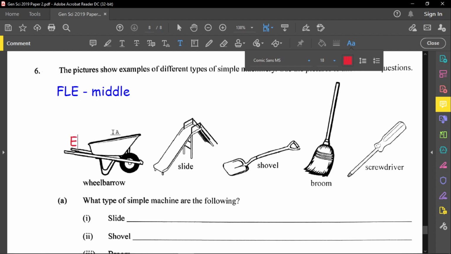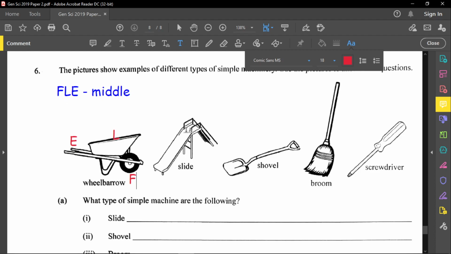The load will be placed in the wheelbarrow, so the load is in the middle. All right. And so the wheelbarrow, the fulcrum. F is fulcrum, so the fulcrum will be placed in the wheel right there. That's where the turning will take place. All right. And so by nature of this, you know that the wheelbarrow is a second class lever.